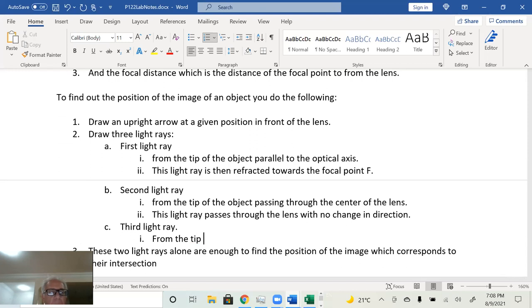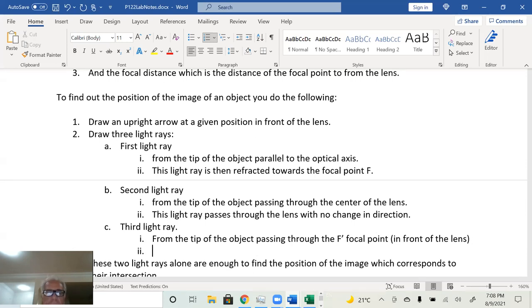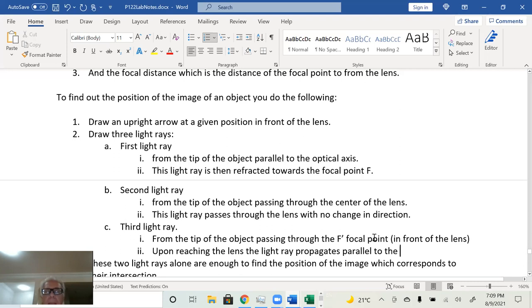From the tip of the object, passing, let's see, through the F prime focal point in front of the lens. Upon reaching the lens, the light ray propagates parallel to the optical axis. Okay.